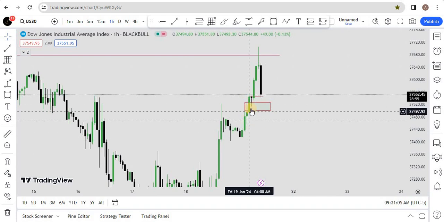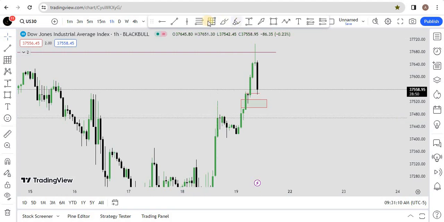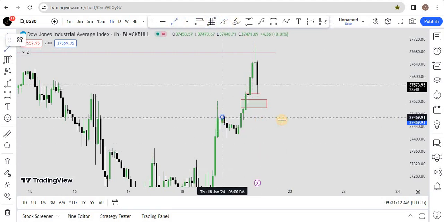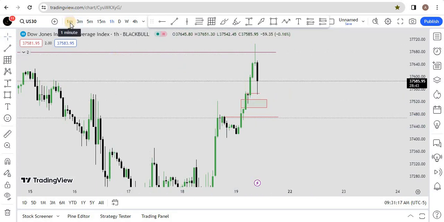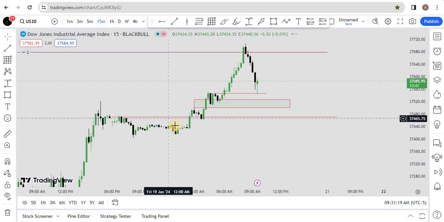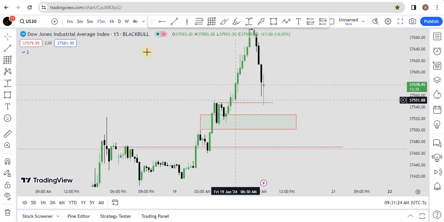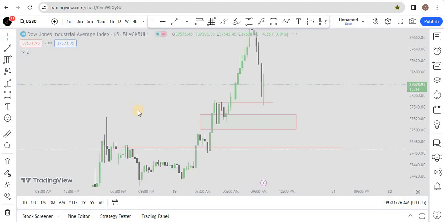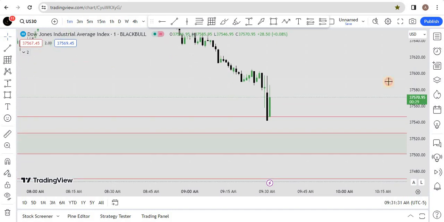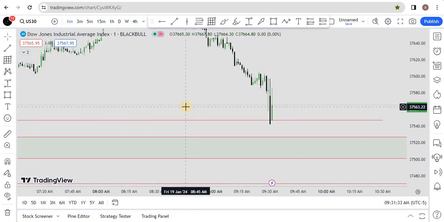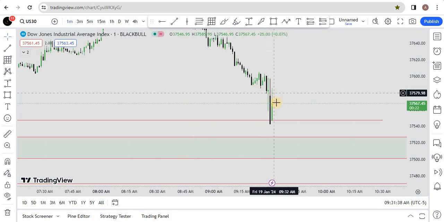We have here a 1-hour fair value gap as well, and this order block. So price tapped on the 15-minute order block and gave us a reaction. We will go to the 1-minute time frame. We want to see if we have any entry pattern. We don't have any entry pattern yet because this is back and forth.